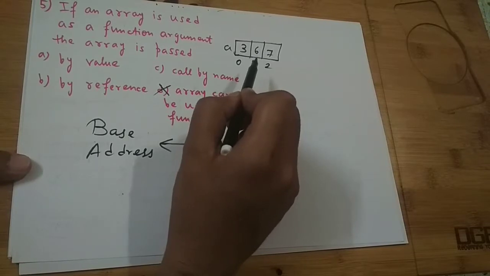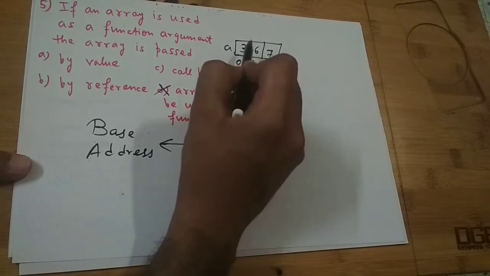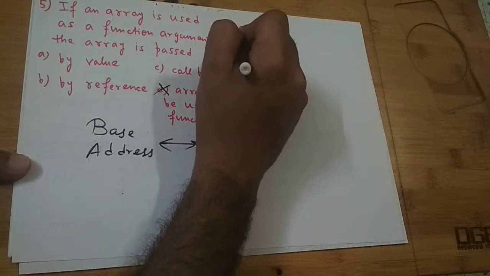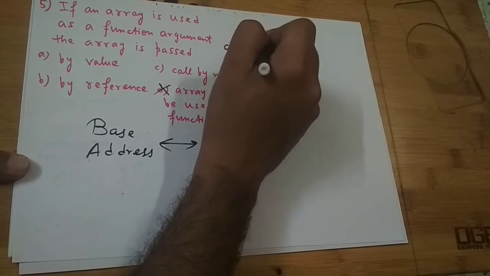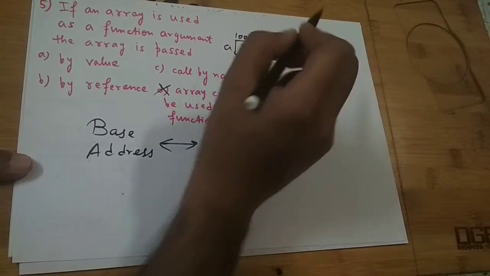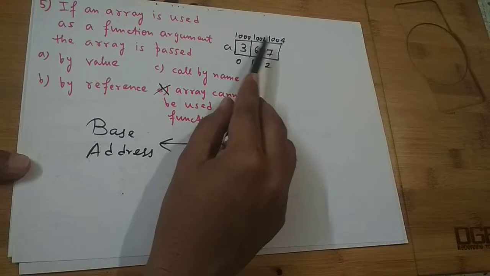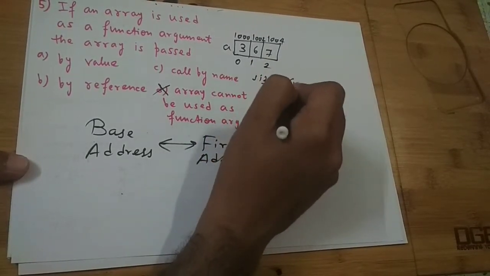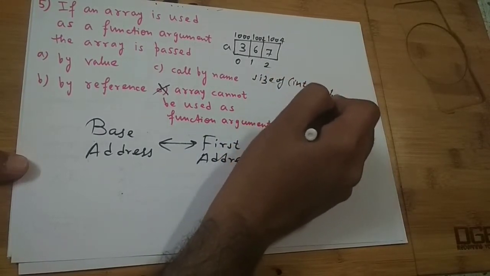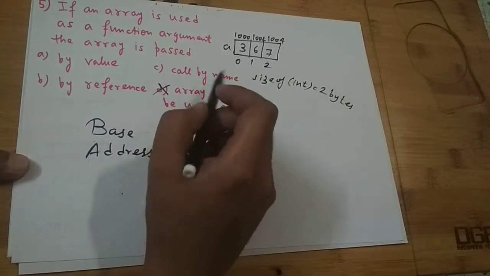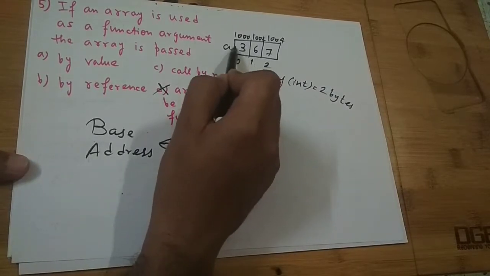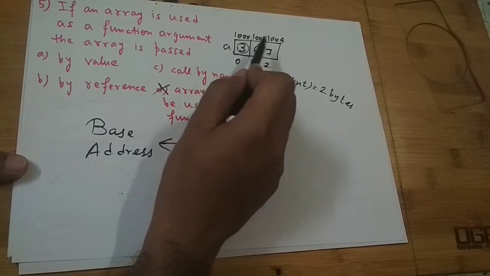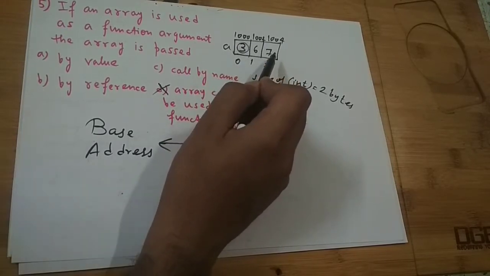Now obviously a variable, since it's a named memory location, will also have a memory address associated with it. So let me assume that the first address is 1000, the next address is 1002, and the third address is 1004. Why is it increasing in terms of 2? Because I'm assuming the size of int to be 2 bytes. Since the size of int is 2 bytes, this integer variable 3 will occupy 2 memory locations. Similarly, this integer variable will occupy 2 memory locations, and this will also occupy 2 memory locations.